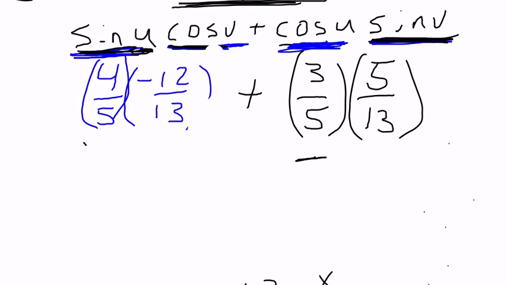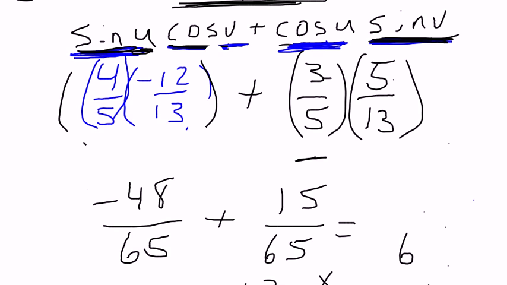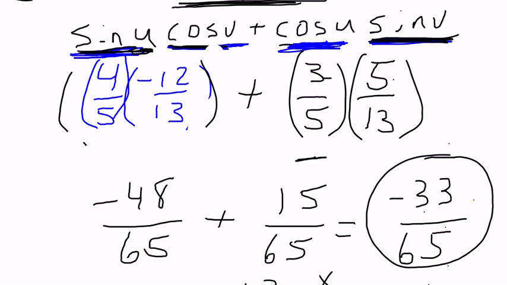Remember, when we have a fraction, we're multiplying. We multiply the top numbers. 4 times negative 12 is negative 48. 5 times 13, I believe off the top of my head, is 65. Yep. Plus 3 times 5, which is 15, over 65. So my answer will be over 65 unless I need to reduce it. I take negative 48 plus 15, so negative 33/65.